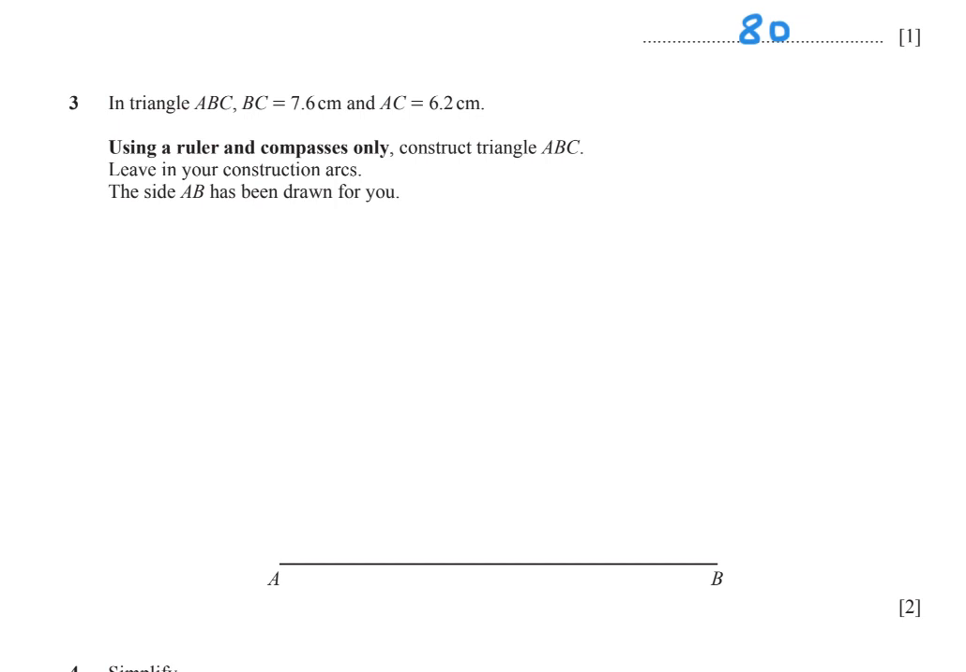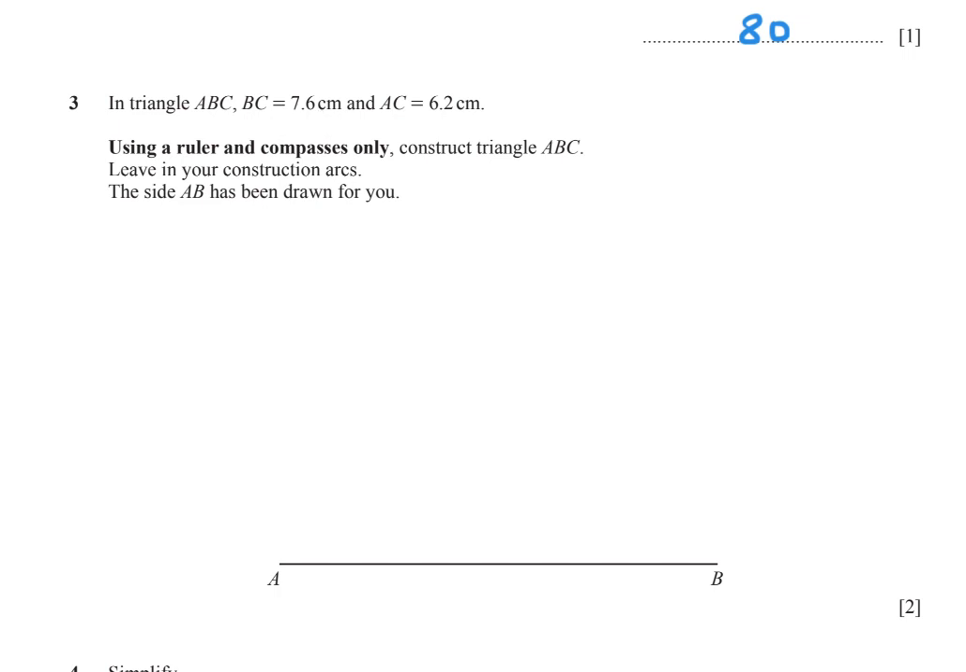Number 3, in triangle ABC, BC equals 7.6, AC equals 6.2. Using a ruler and compasses only, construct triangle ABC. Leave in your construction arcs. The side AB has been drawn for you. So we need to draw BC 7.6.